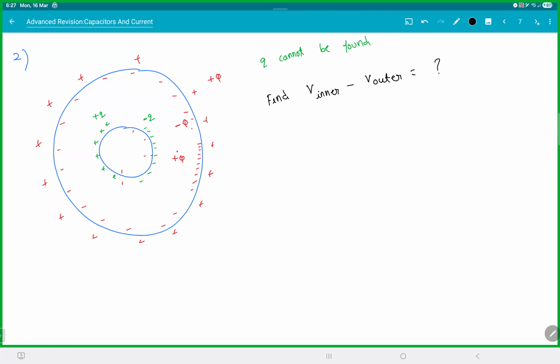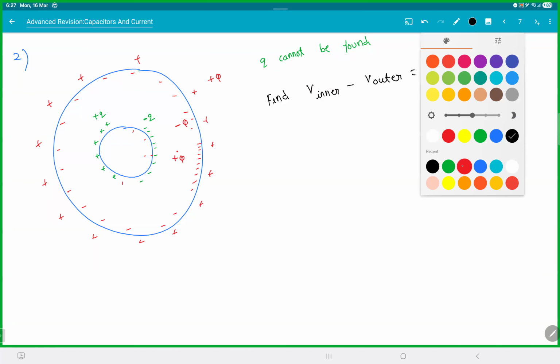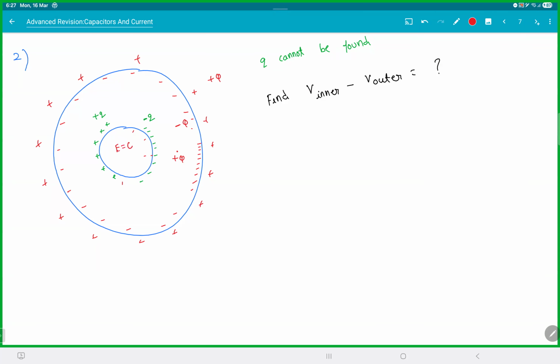Okay, see, the inner one is doable. So this is the argument. What is the field inside that hollow shell? The field here is zero. Agreed? Why? Again, shielding effect. Because the inner one is a conductor, there will be no field lines inside, so that is zero. So if I can find the potential at the center, that will be the potential of the inner shell. Because the field is zero, the entire thing must be equipotential.